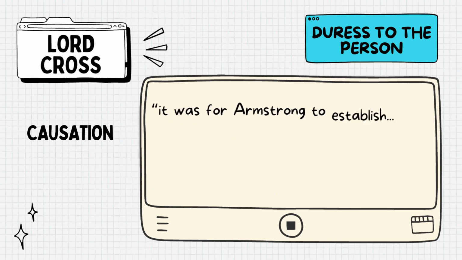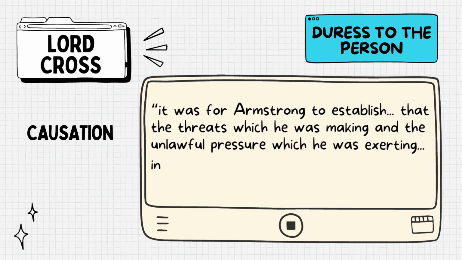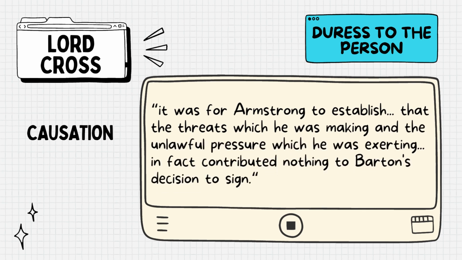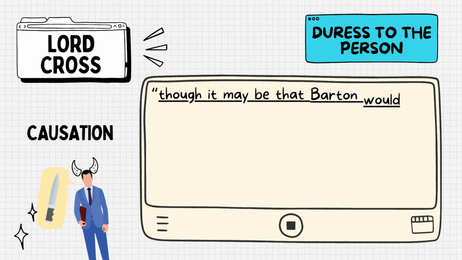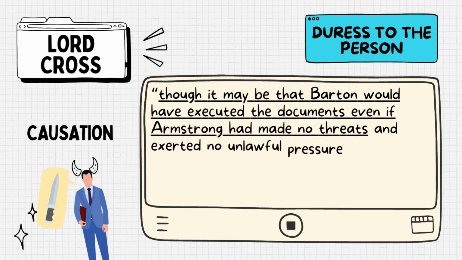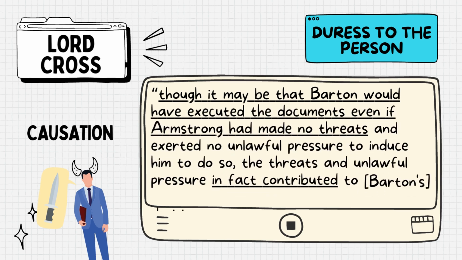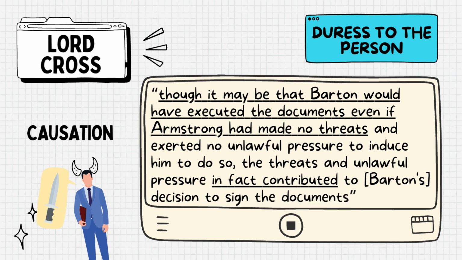It was for Armstrong to establish that the threats which he was making, in fact, contributed absolutely nothing to Barton's decision to sign. And as we know, in this case, Armstrong had failed to prove that. Though it may be that Barton would have executed the documents even if Armstrong had made no threats, nonetheless, the threats and unlawful pressure in fact contributed to Barton's decision to sign the documents. How much it contributed is not relevant.